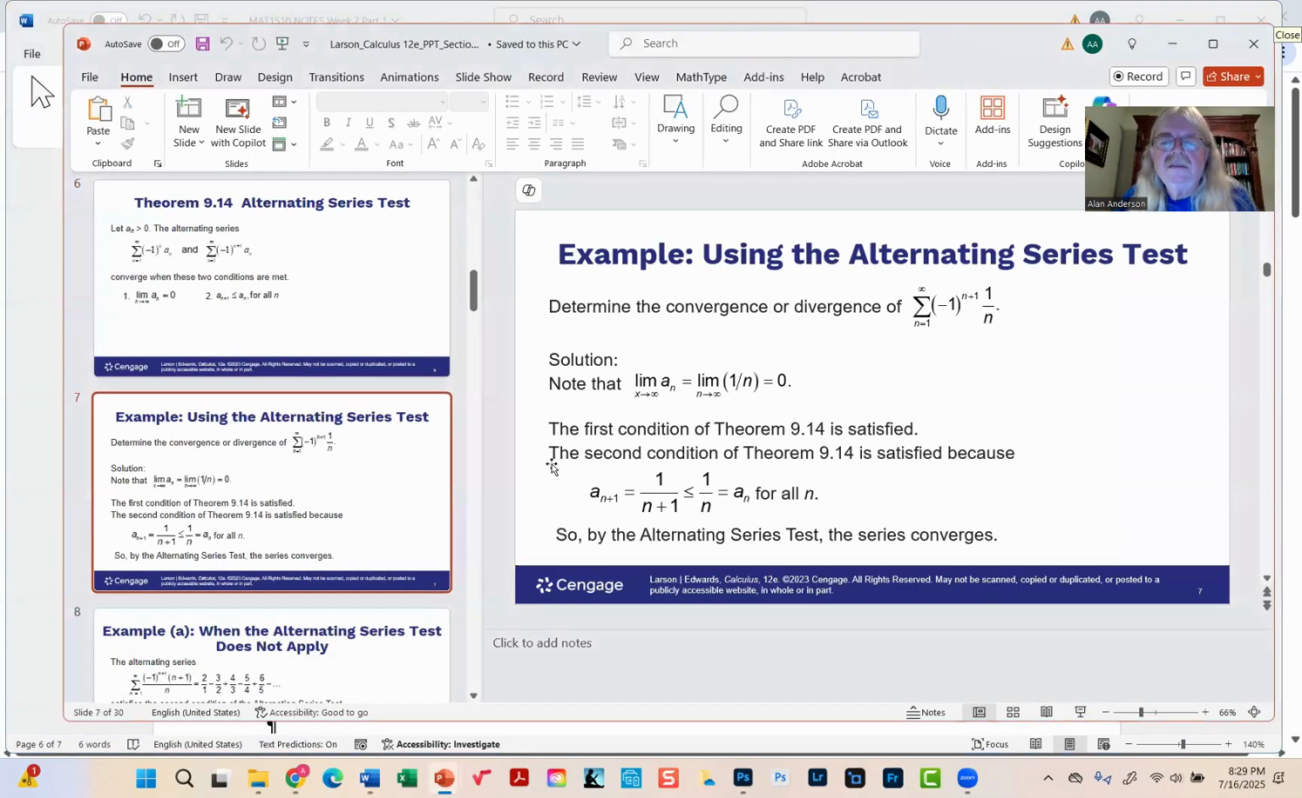All right, let's try this one. Now, if you notice, by the way, you have to keep your eyes on this. Sometimes they start these with one, and sometimes they start them with zero. So this one is starting with one.